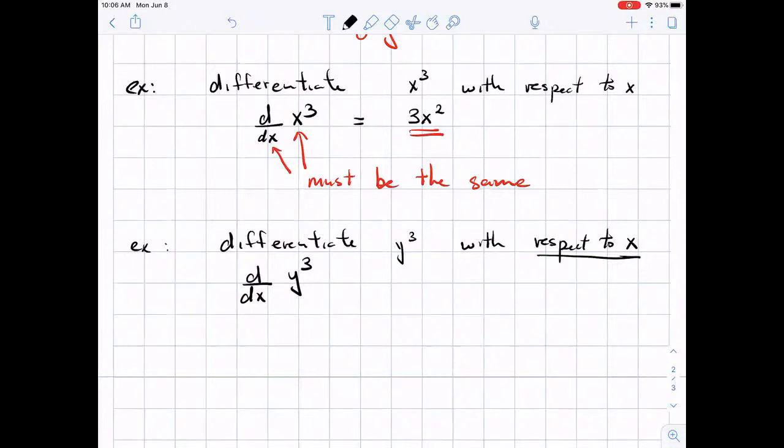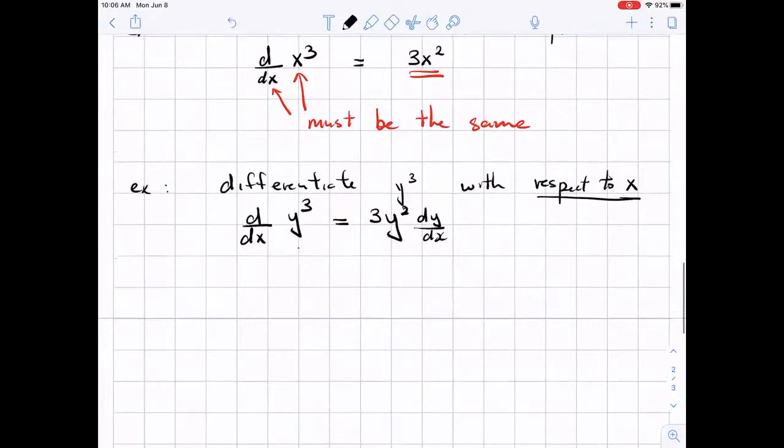Now we have to use the differentiation rule. Remember, the rule is that the power comes out to the front, so that becomes 3y, and we subtract 1 from the power, which becomes a 2. But because we're taking it with respect to x, and this is not a function of x, we have to say dy dx.